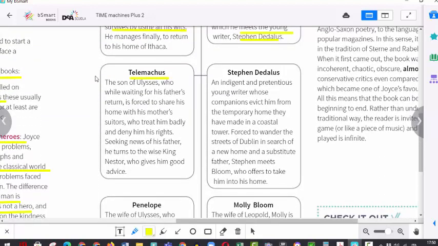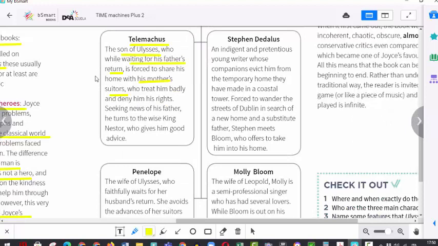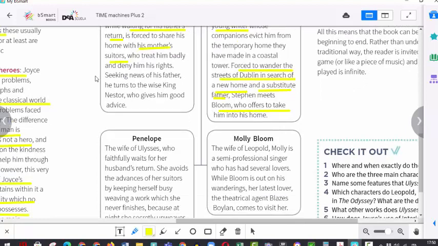Telemachus is the son of Ulysses, waiting for his father's return, and he is badly treated by his mother's suitors. At the same time, he's also given good advice by King Nestor. Stephen Dedalus, on the contrary, is a young writer, a poor young writer, and he loses his temporary home because his companion sent him away. So now he's forced to wander the streets of Dublin looking for a new home, and together with that, a kind of substitute father. He only meets Bloom, that offers to take him into his house.